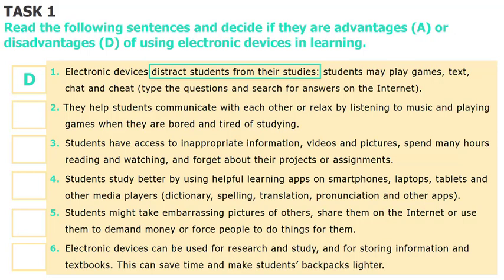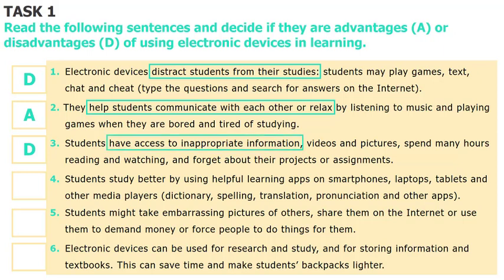How about sentence 2? The answer is A, advantage. The phrase help students communicate with each other or relax allows us to opt for this answer. The next sentence, D, disadvantage, is the answer. How do you find out the answer? There are 2 phrases in this sentence, including have access to inappropriate information and forget about their projects or assignments, which help you find out the answers.